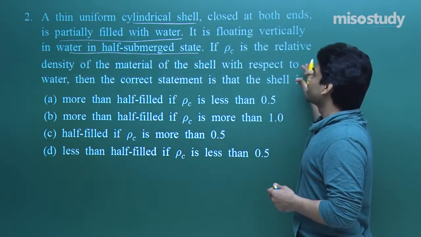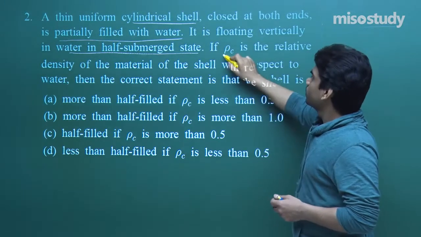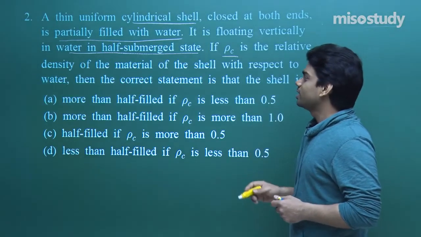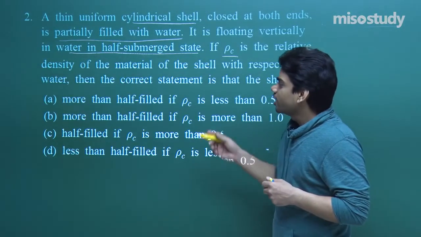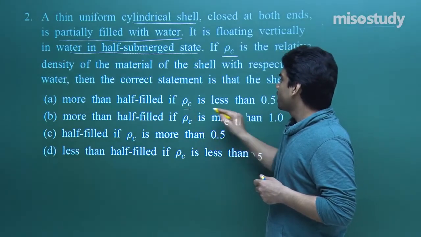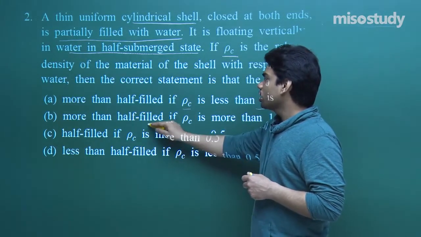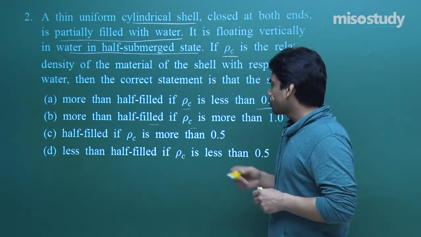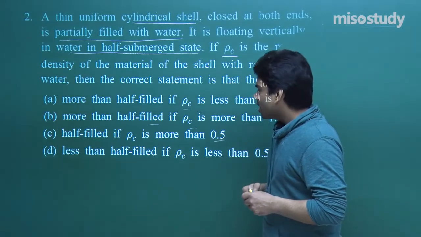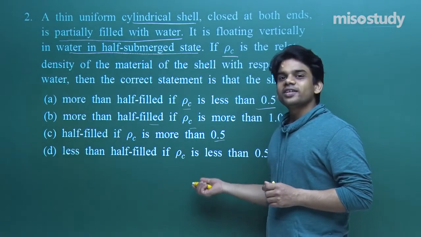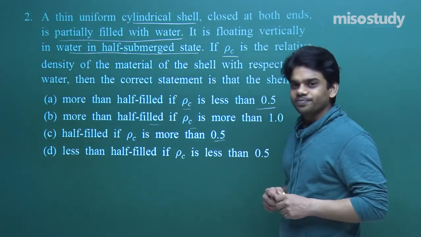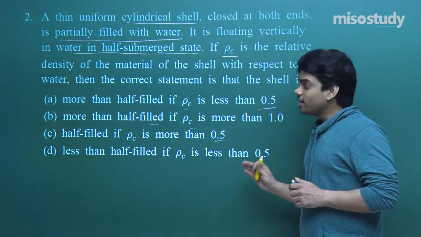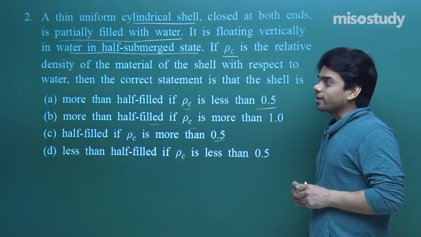If rho c is the relative density of the material of the shell with respect to water, then the correct statement is that the shell is A, more than half filled if rho c is less than 0.5, B, more than half filled if rho c is more than 1, C, half filled if rho c is more than 0.5, and D, less than half filled if rho c, that is the relative density of the material, is less than 0.5. Check this question. It's not easy to derive the result if you just observe the statement of the question. You have to think it through accordingly.